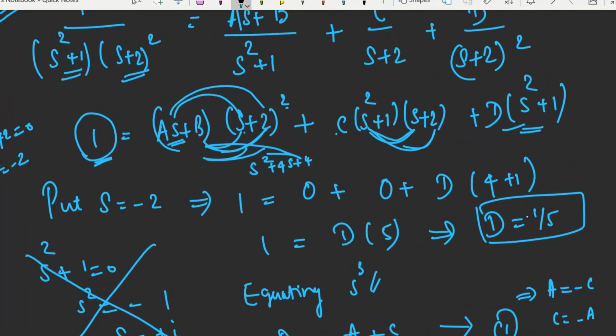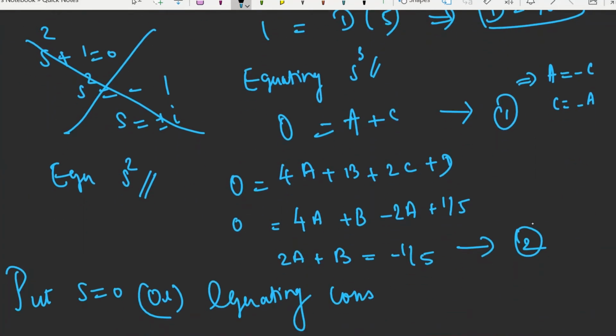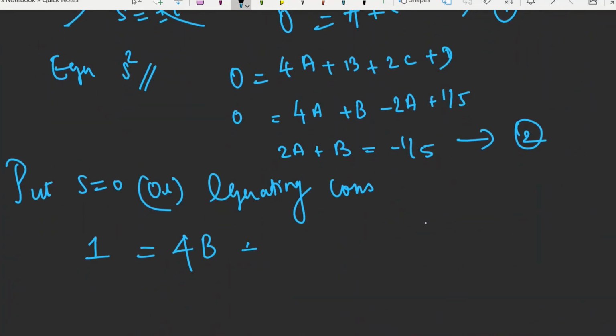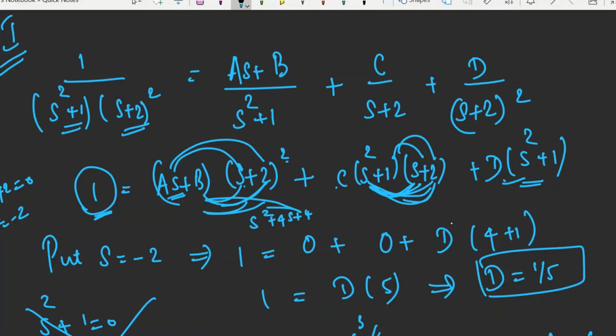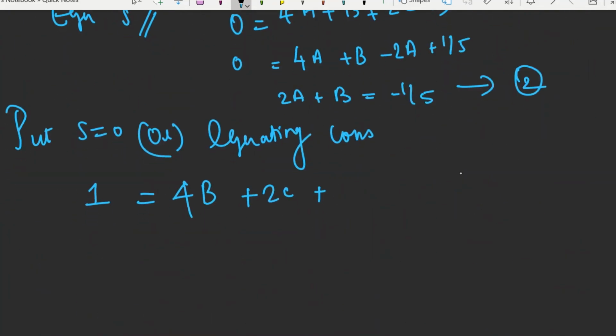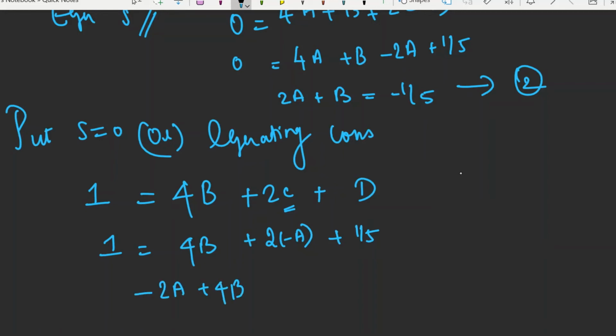And next one. So s square, when you are multiplying with the s square, here s cube, here s. So here only 1, 2 into c. And next one, d. What will happen when compare with constant here? This is d square and this is constant d. So this is d. Now 1 equals 4b plus, here also we can write c value is minus a. 2 times of minus a plus 1 divided by 5. So another equation is minus 2a plus 4b is 4 divided by 5. So this is my third equation.